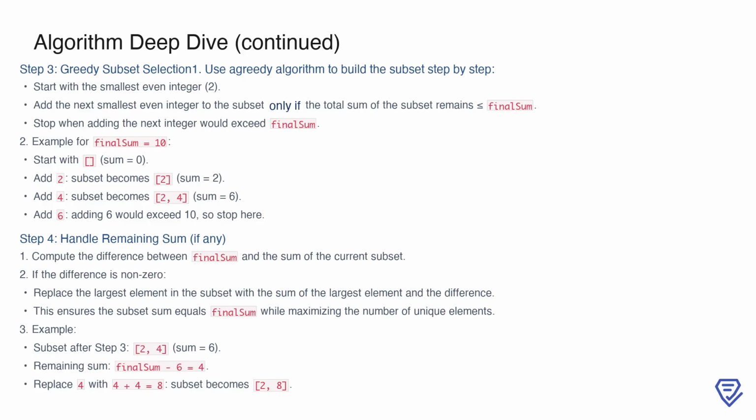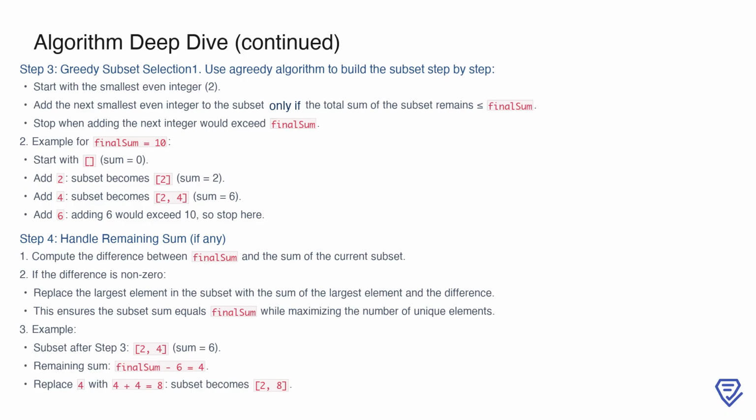Now, we need to handle any remaining sum. The difference between final sum and the current subset sum is calculated. If this difference is non-zero, we adjust the subset by replacing the largest element with a new value. Specifically, we add this difference to the largest element to ensure the subset sum matches final sum while maintaining the maximum number of unique elements.